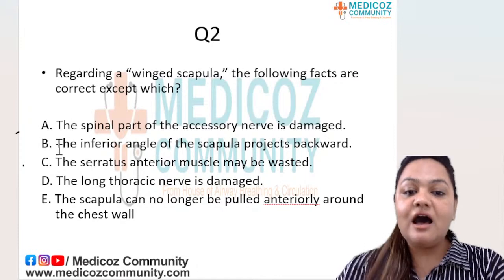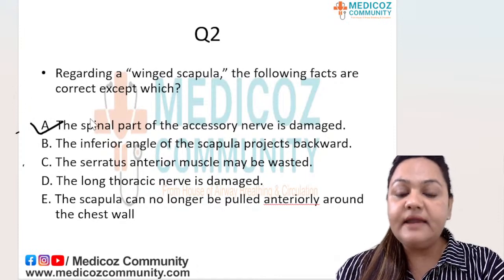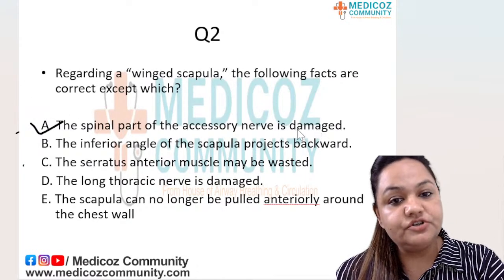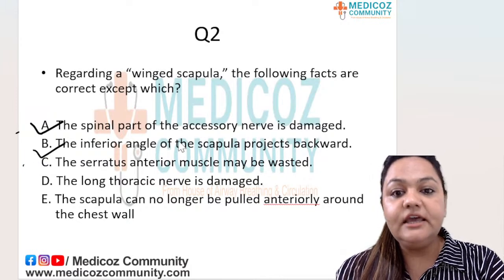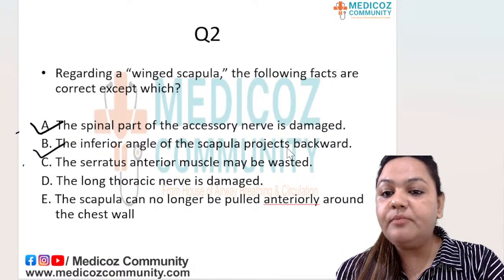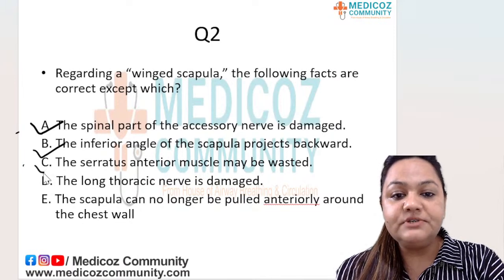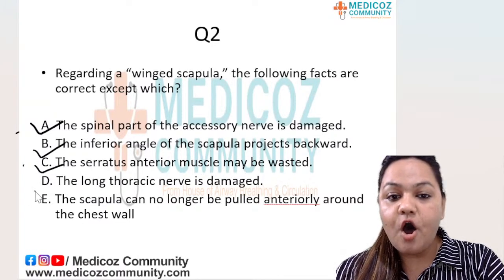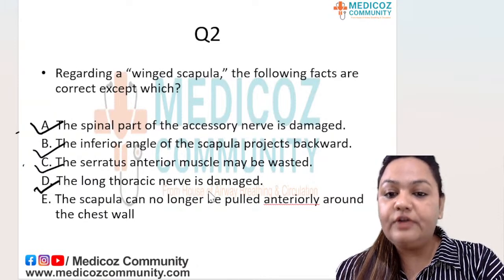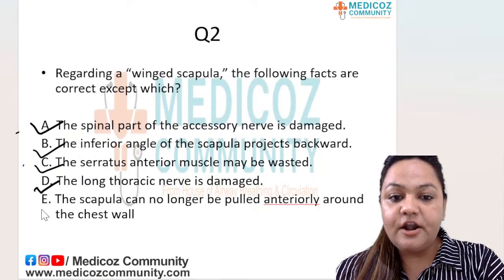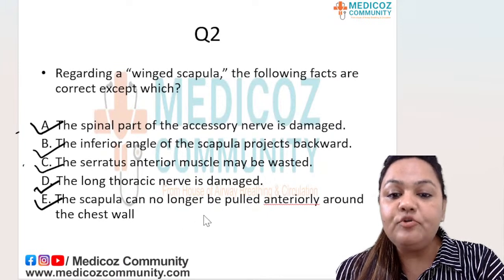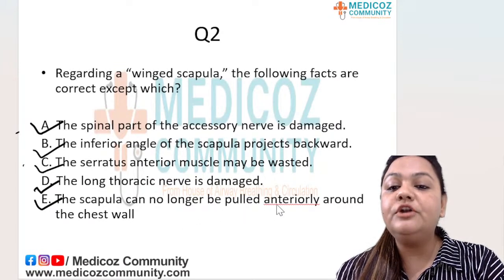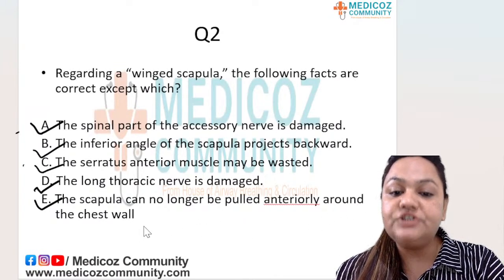The options are: option A, the spinal part of the accessory nerve is damaged. Option B, the inferior angle of the scapula projects backward. Option C, the serratus anterior muscle may be wasted. Option D, the long thoracic nerve is damaged. And option E, the scapula can no longer be pulled anteriorly around the chest wall.